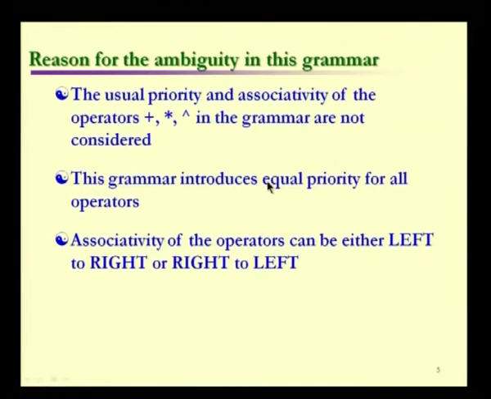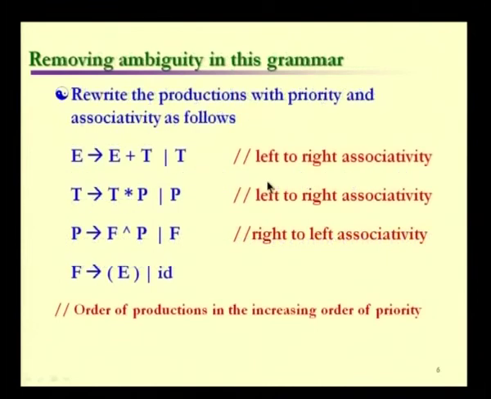Now the question is, how can this ambiguity in the grammar be eliminated? We know that without eliminating the ambiguity in the grammar, it is not possible to construct a successful parsing table, so that the parsing table can be used for parsing the sentence. So now what we should do is rewrite the productions with the priority and associativity incorporated into the grammar. That is the idea of finding the unambiguous equivalent of an ambiguous grammar.